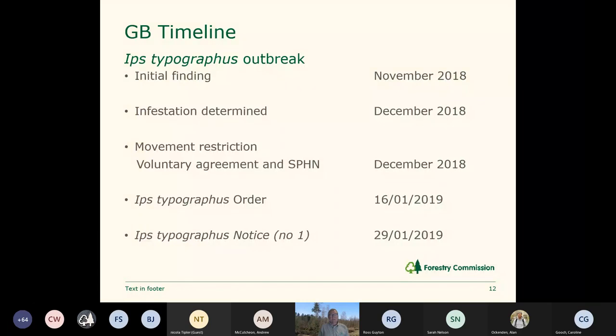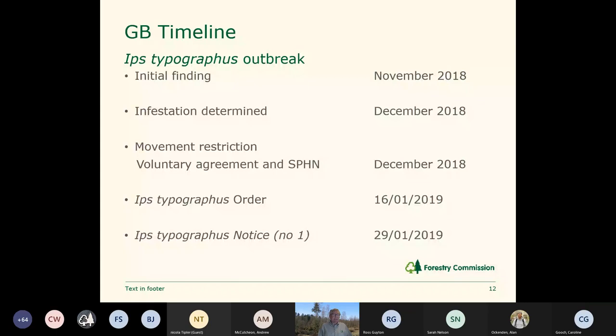Then very quickly, the Ips typographus order was laid and went through Parliament, and that was followed by the notice that supports it. I'll say a bit more about that legislation, because that really gives us the framework under which we have continued to control the outbreak and support the eradication program.